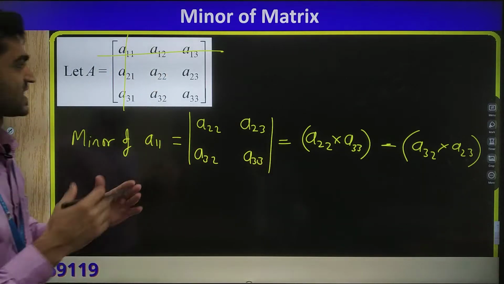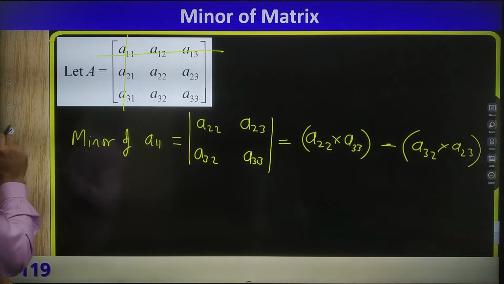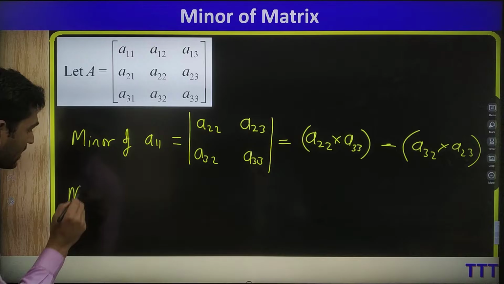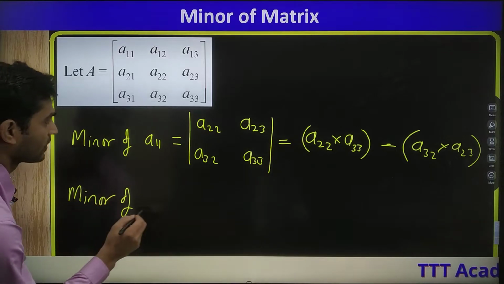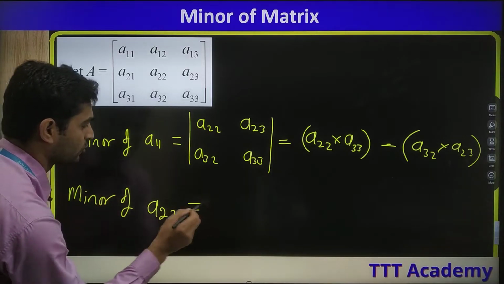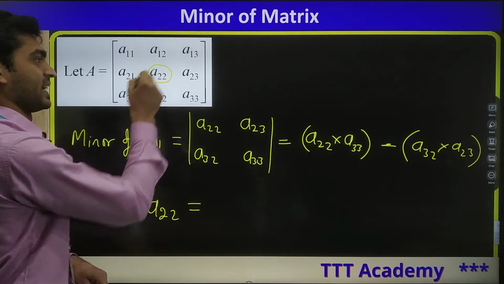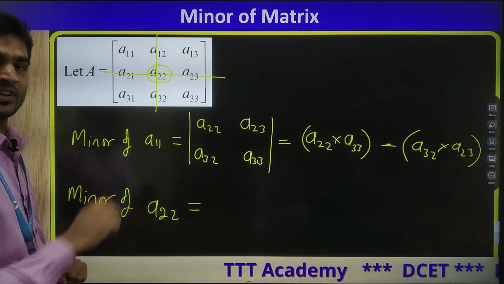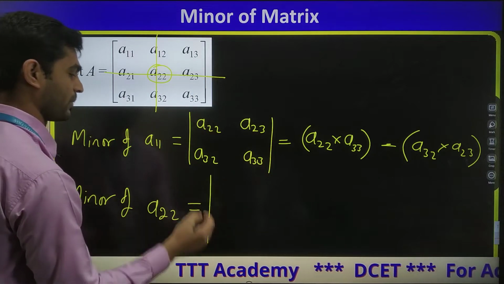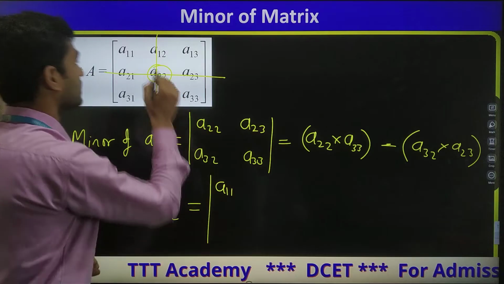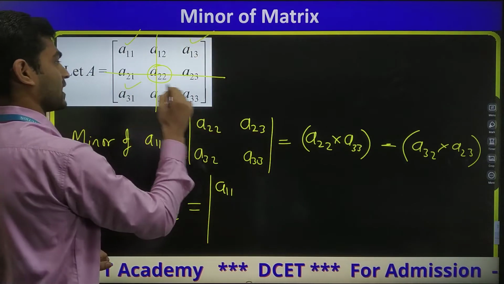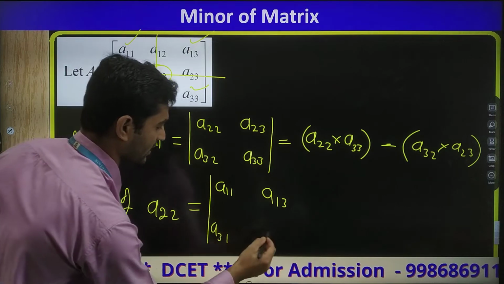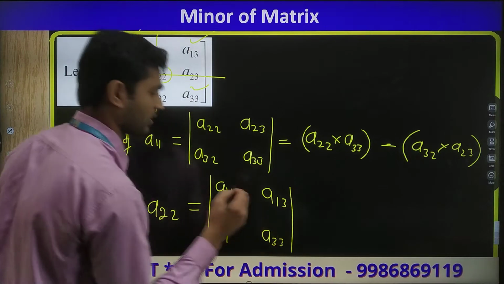Suppose let's take one more example. Suppose you consider minor of a22. Where is a22? You can observe here, this is a22, nothing but the second row second column. If we cancel second row and second column, then we have a11, a13, a31, next a33. These are the 4 elements.